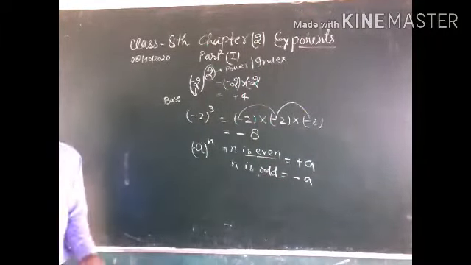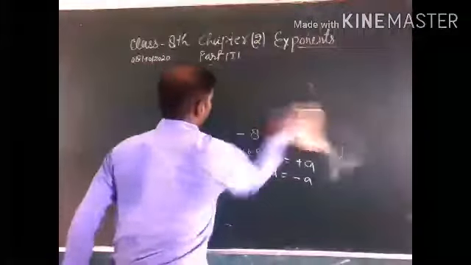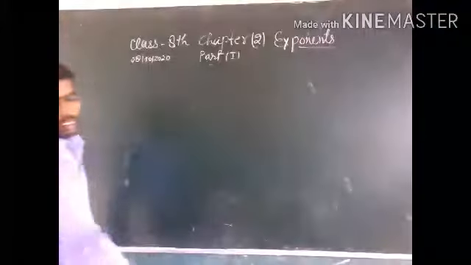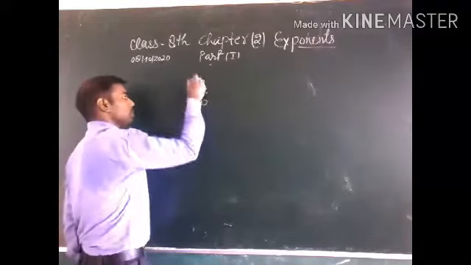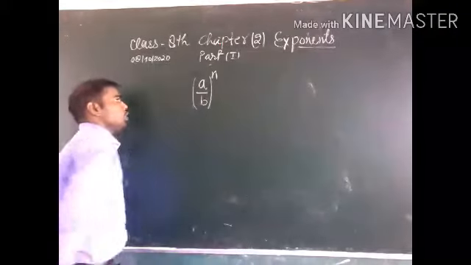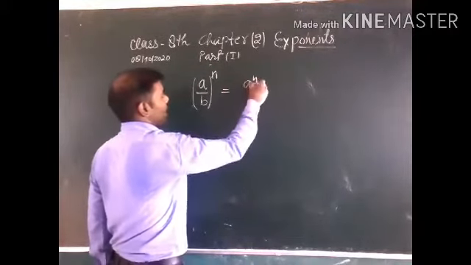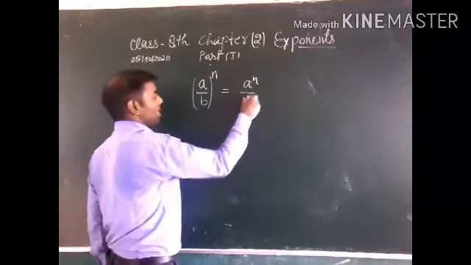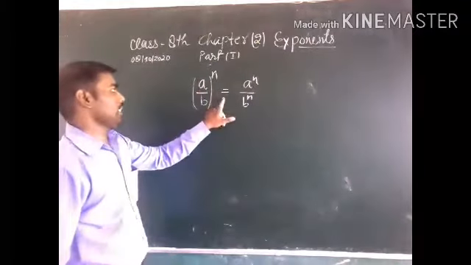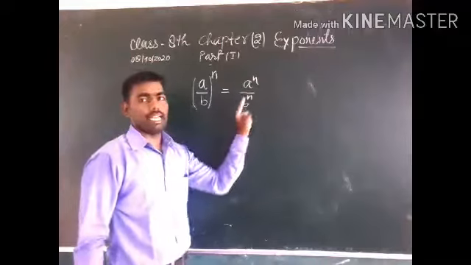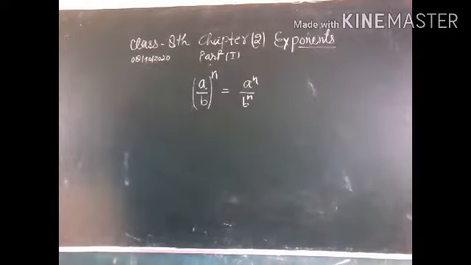In chapter number 2 on exponents, we studied some formulas. What is the formula? (a by b) to the power n means a to the power n upon b to the power n. If (a by b) whole to the power n is equal to a to the power n divided by b to the power n. This is a formula.